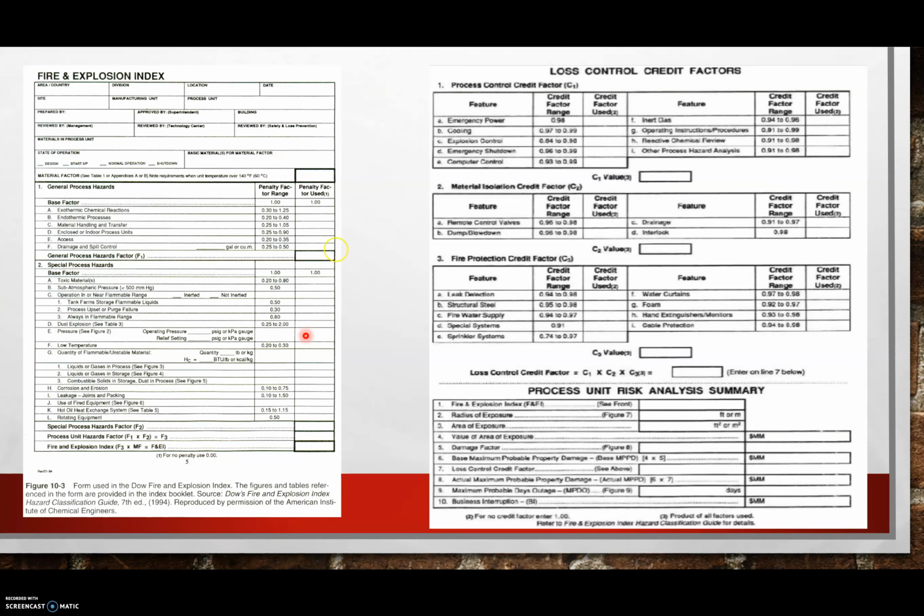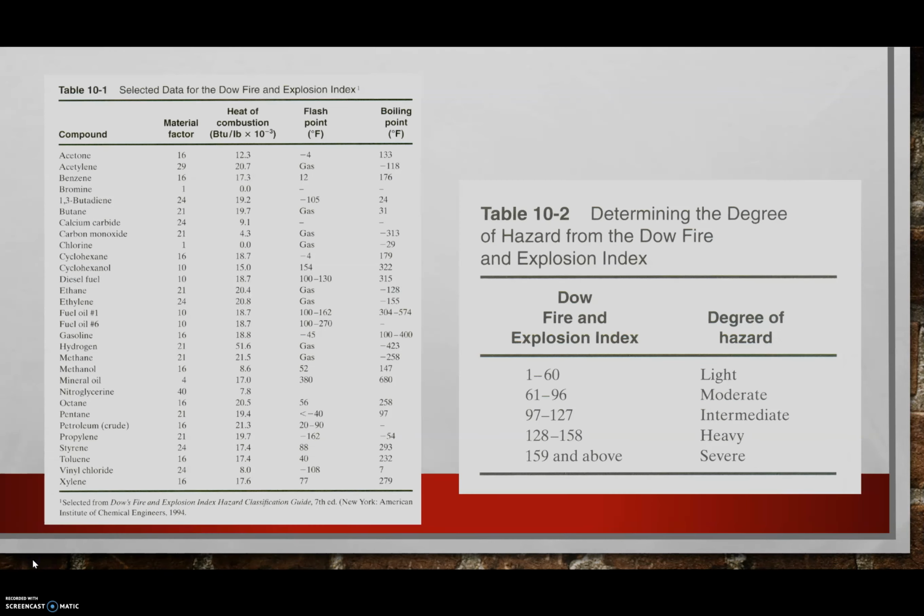Okay, another FEI form. Also, you can see the loss control credit factors for the buildings, material, and also the process control. Later on, we will see one example of how a hazard survey can be conducted. Okay, you have your selected data for the Dow FEI index.